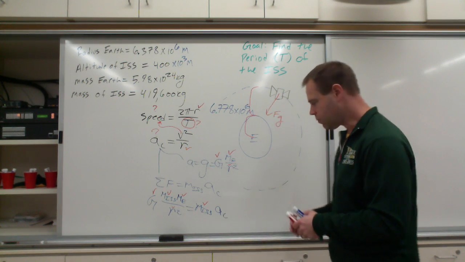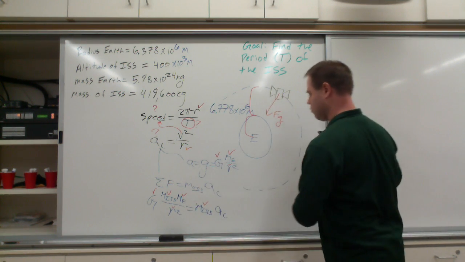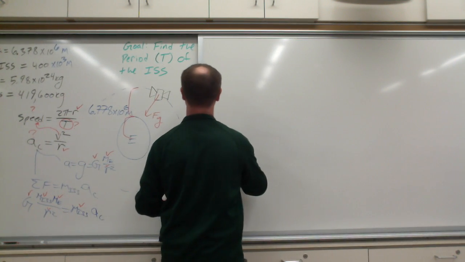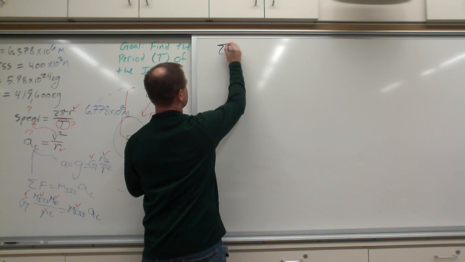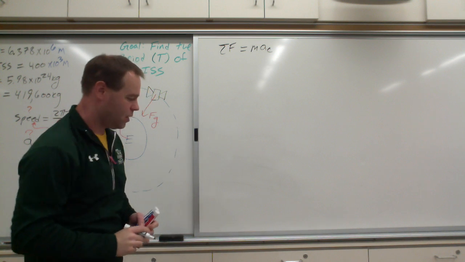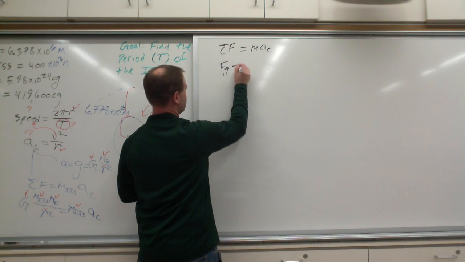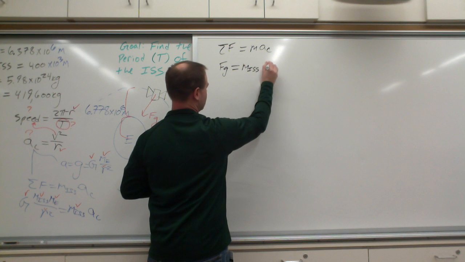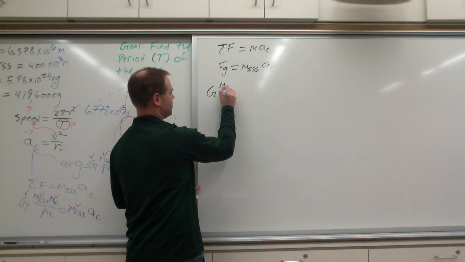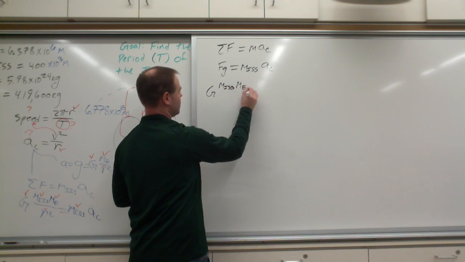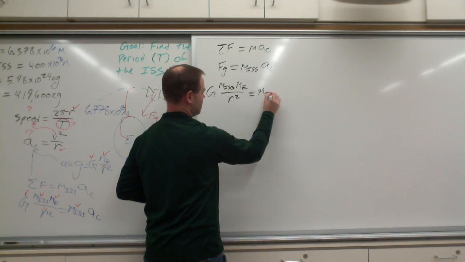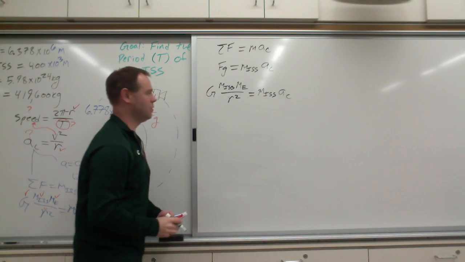gravitational field strength. All right, so if we're going to start with this, then we're going to say net force equals ma. Let's scooch this over so we can see. We will start with net force centripetally equals mass times centripetal acceleration. So the net force is force gravity, and it's going to equal mass of the International Space Station times the centripetal acceleration. Force gravity is going to be G, mass of the International Space Station, times mass of Earth, divided by the distance between their centers squared, which equals mass of the International Space Station times centripetal acceleration.